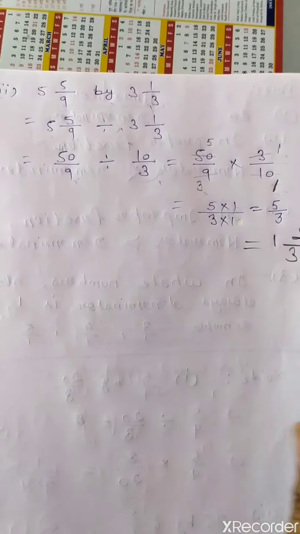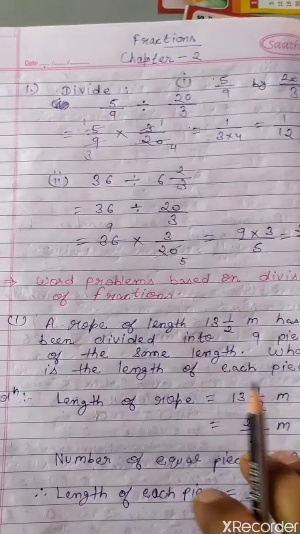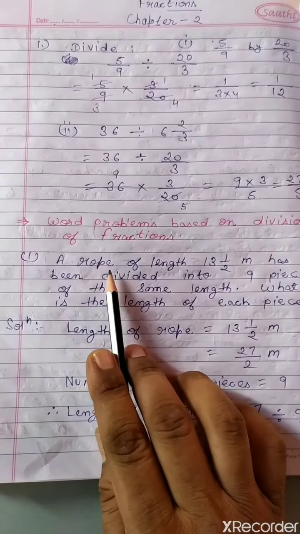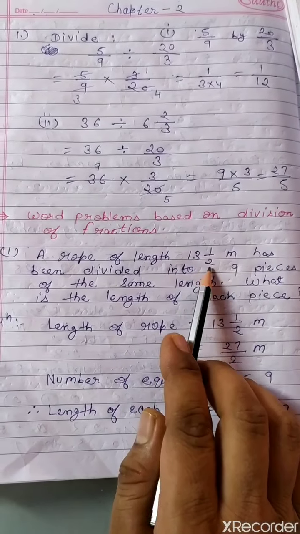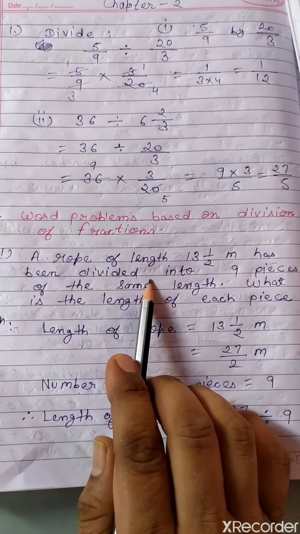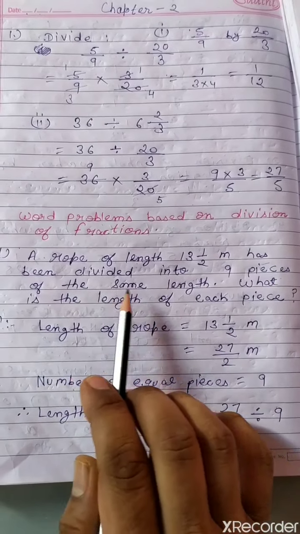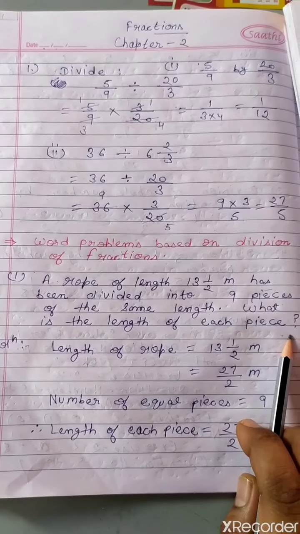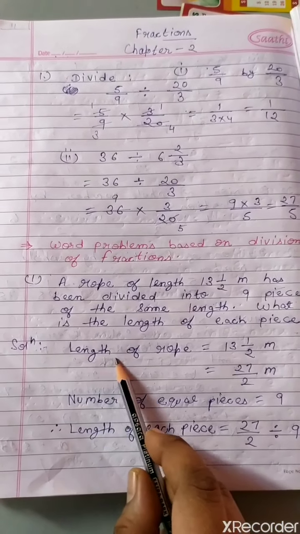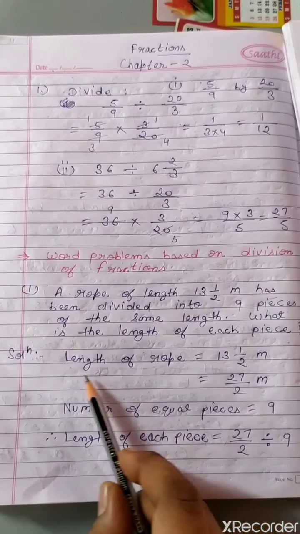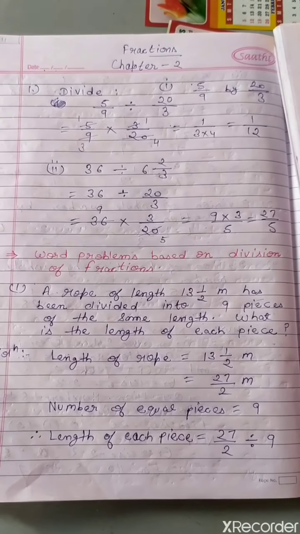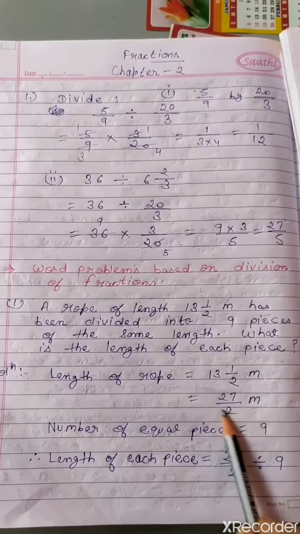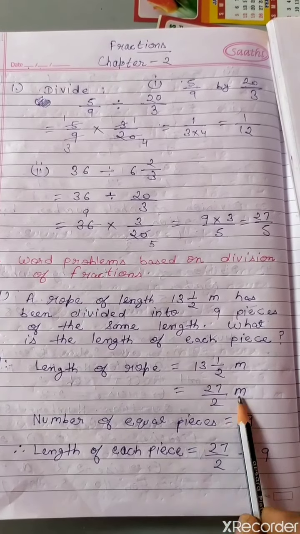See some word problems here. Now these are word problems based on division of fractions. So the first question is, a rope of length 13 whole 1 by 2 meter has been divided into 9 pieces of the same length. What is the length of each piece? First you will write the statement, length. Learn how to write these statements in such questions. That is very important. So length of rope is 13 whole 1 by 2 meter. Convert into improper. It is 27 by 2.